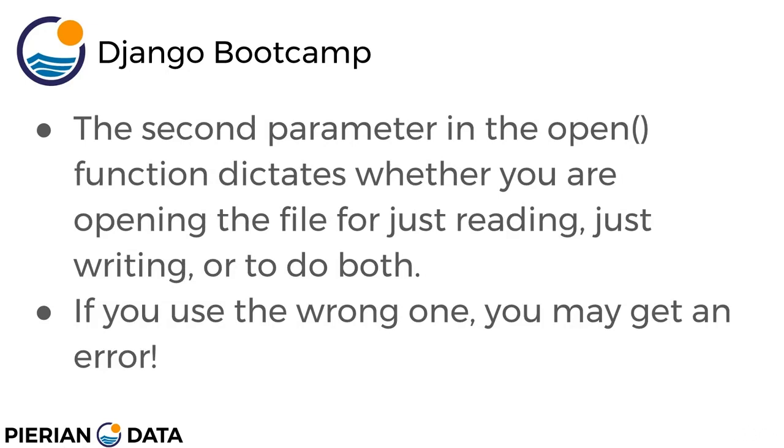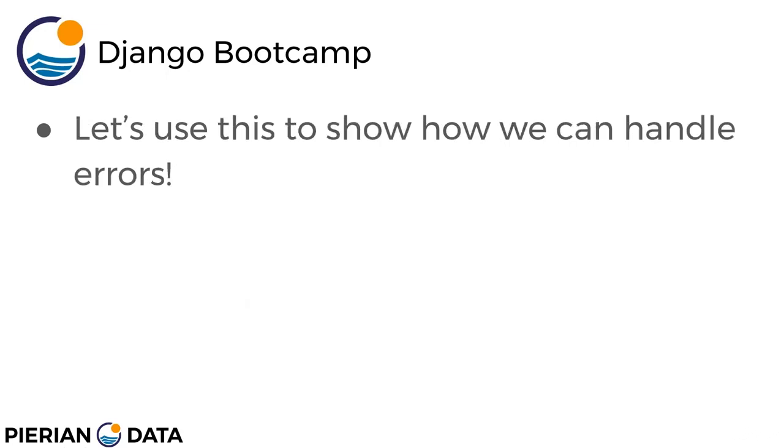So as I mentioned, that second parameter dictates how you're going to be opening the file. And if you accidentally use the wrong code, for instance, you say you're just going to read the file and then you attempt to write on the file, you may get an error. So we're going to be using this open function to actually show how we can handle errors. Let's hop over to the editor and get started.